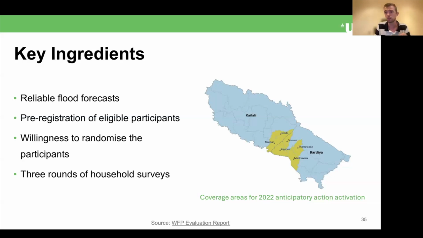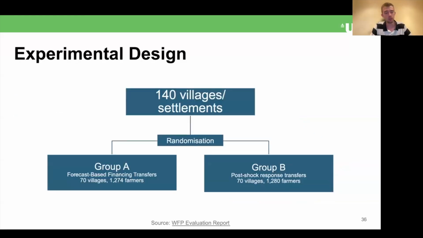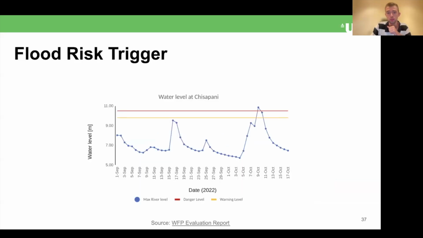So the infrastructure needs to be good for it. You need to pre-register all the eligible participants. So you have to have a very good database of people that are potentially going to be eligible for such a program. There needs to be a willingness to randomize, of course, and you need to do household surveys at different points in time. Now, they did this in 140 villages and settlements, and basically randomized over these 140 into two groups, 70-70, where you have the anticipatory action in group A and the normal post-shock response in group B.